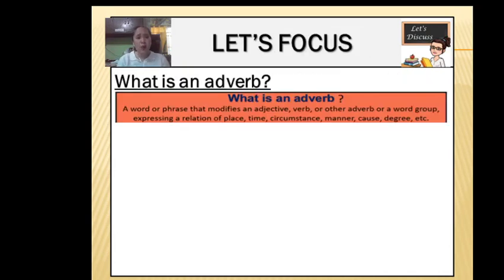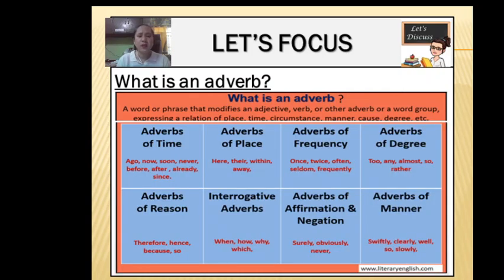An adverb is a word or group of words, what we call phrases, that modifies an adjective, verb, or other adverb, or a word group expressing a relation of place, time, circumstance, manner, cause, degree, and so on. We have so many types of adverbs. We have adverbs of time, adverbs of place, adverbs of frequency, adverbs of degree, adverbs of reason, interrogative adverbs, adverbs of affirmation and negation, and adverbs of manner. In this lesson, we're going to focus on four common types of adverbs.